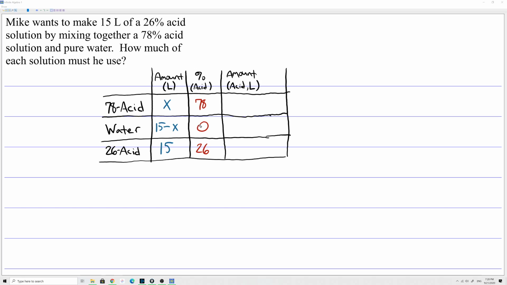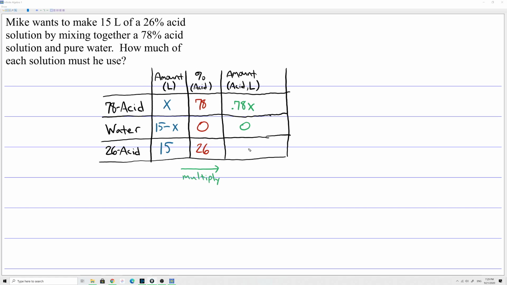So it's 0% acid. Now, once you get that filled out, we follow our usual pattern, where as you move from the left to the right, you multiply. Just remember to convert your percentages to decimals. So the amount of acid that we have in liters, that is the pure acid, is 78% of our x liters. Here, it's really easy. 15 minus x times 0 is 0.